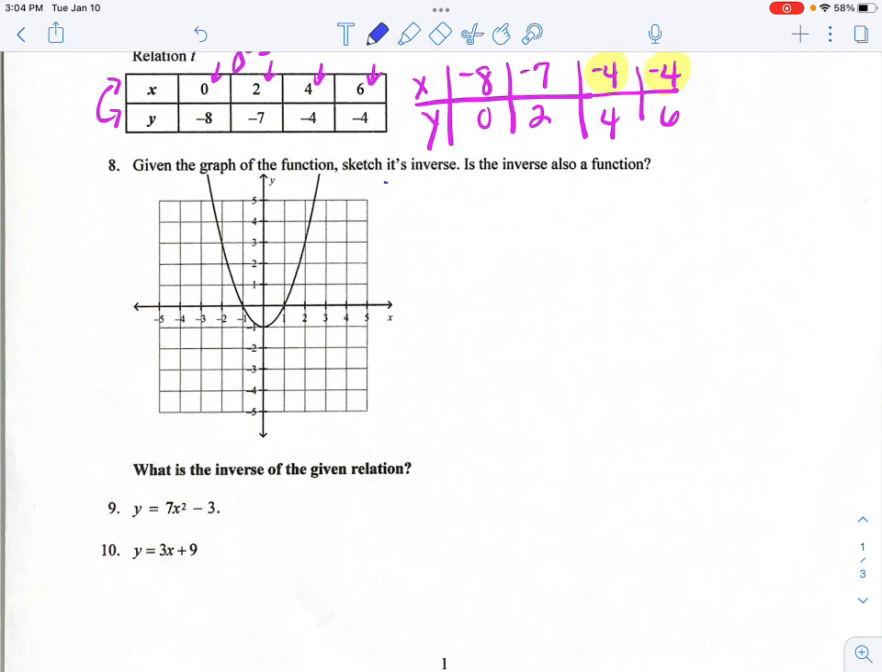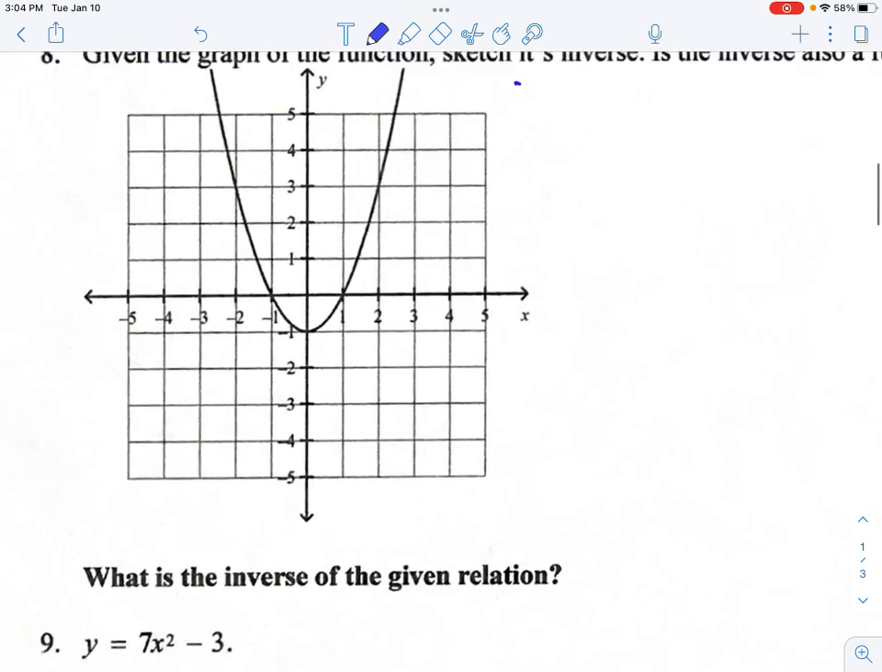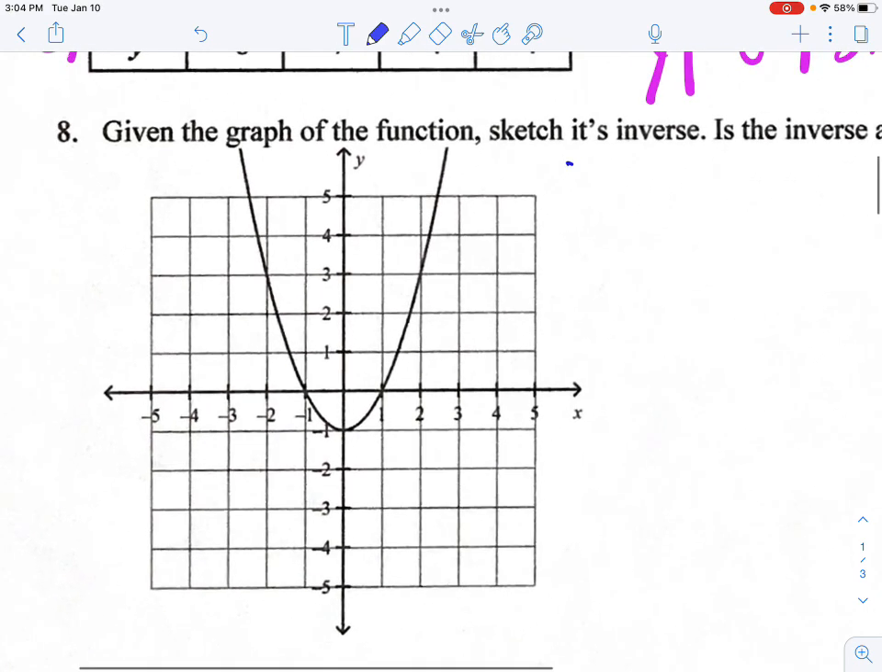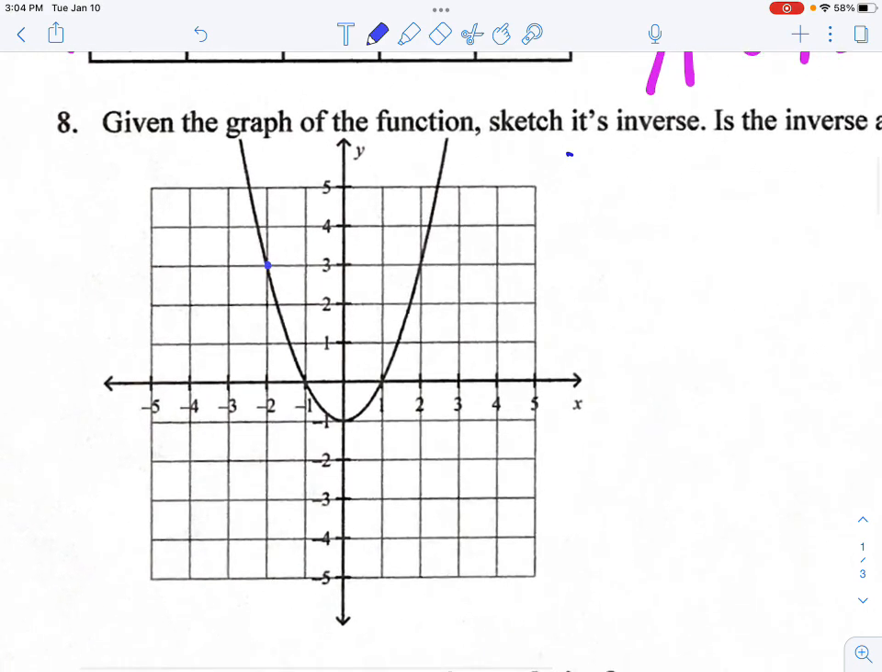All right, so number 8, they give us the graph of this lovely parabola. I can see that the parabola goes through the point -2 and 3. I'm looking for points that obviously exactly go through and aren't fractional or decimal. So that's -1 and 0. This point down here is 0 and -1. This point over here is 1 and 0. And this point right here is the point 2 and 3.